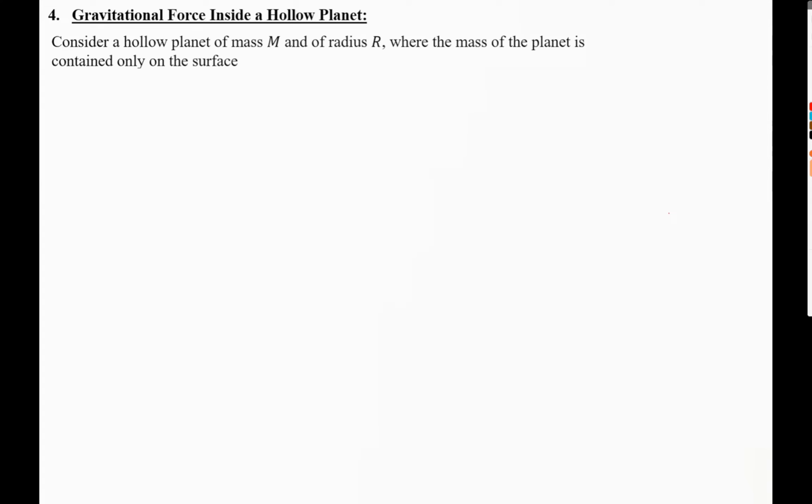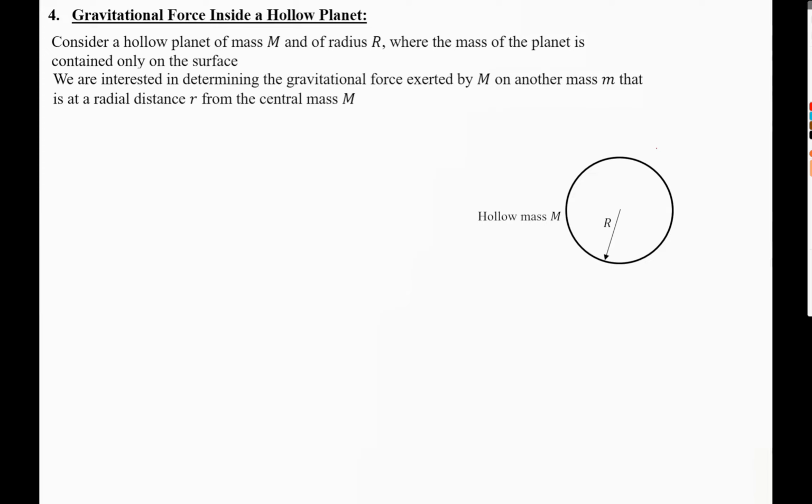Now section 4, gravitational force inside a hollow planet. Now you can consider this section just as a remark. Consider a hollow planet of mass M and of radius R, where the mass of the planet is contained only on the surface. By a hollow planet we mean that the mass is only contained on the surface. Inside the planet we don't have any mass. We are interested in determining the gravitational force exerted by M on another mass m that is at a radial distance r from the central mass.